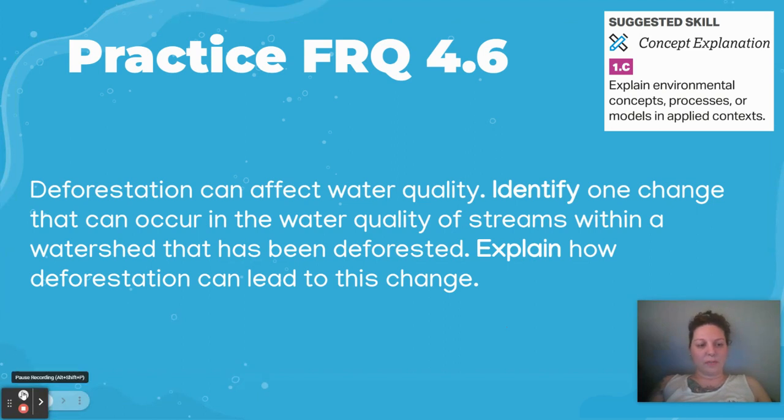And then our practice FRQ today. Deforestation can affect water quality. Identify one change that can occur in the water quality of streams within a watershed that has been deforested. Explain how deforestation can lead to this change.